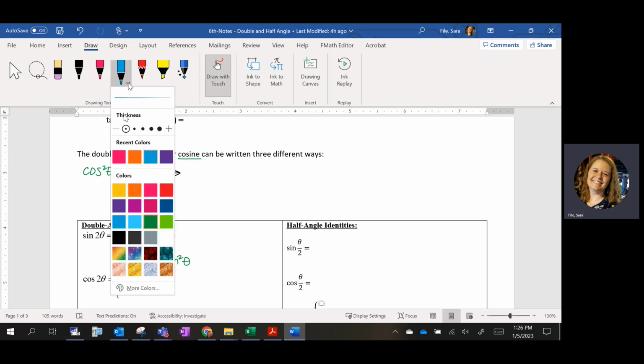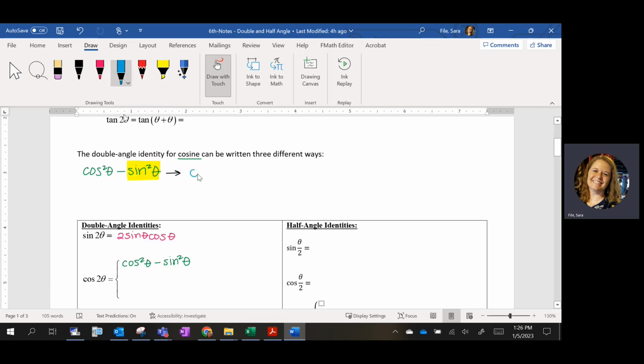So let me get a different color here. So I would keep the cosine squared minus, and then I would substitute this for 1 minus cosine squared, right?